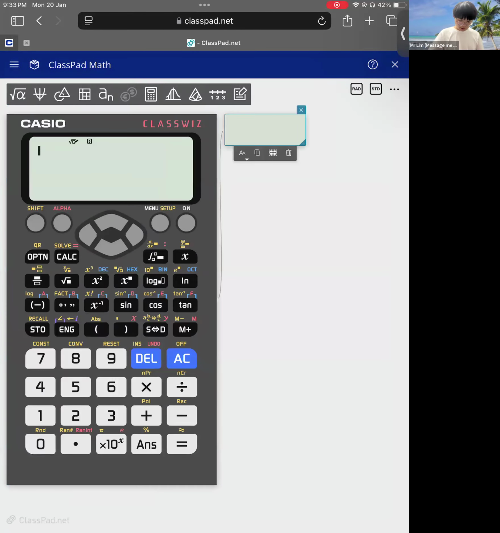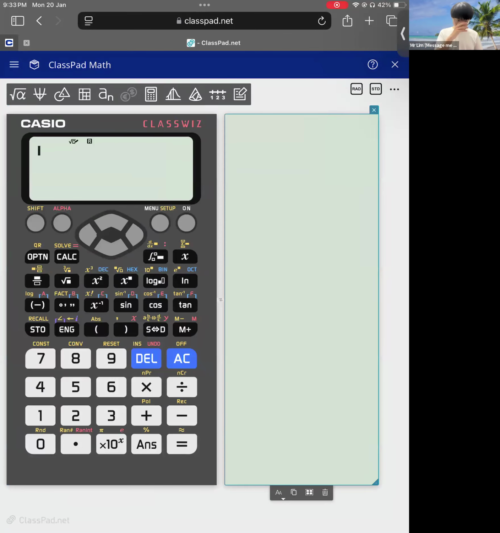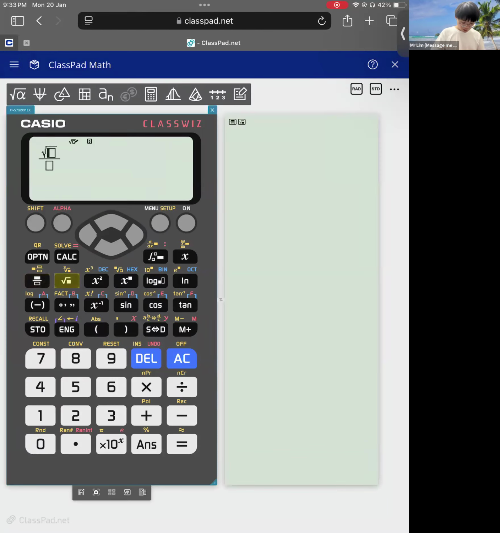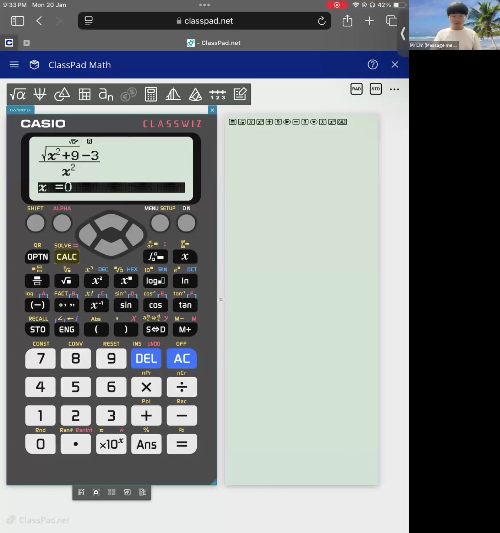Okay, let's check with the calculator. Let's start with our function inside: square root of x squared plus 9, minus 3, over x squared. Okay, let's calculate. This limit is as x approaches 0, so you want to put a value that is very close to 0, or very small. Let's put 0.01.